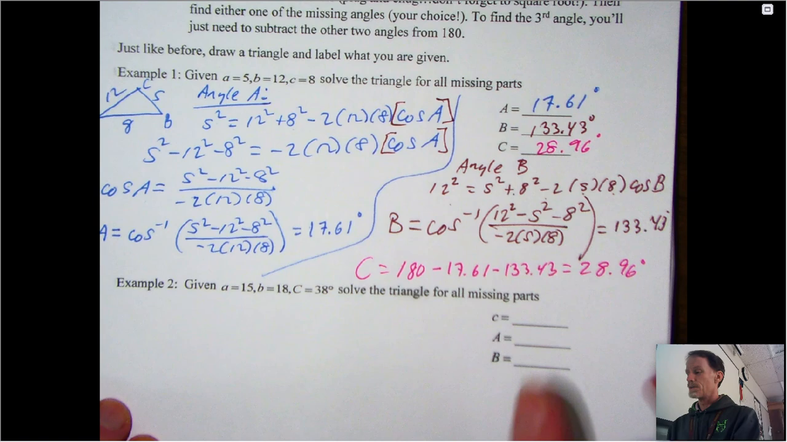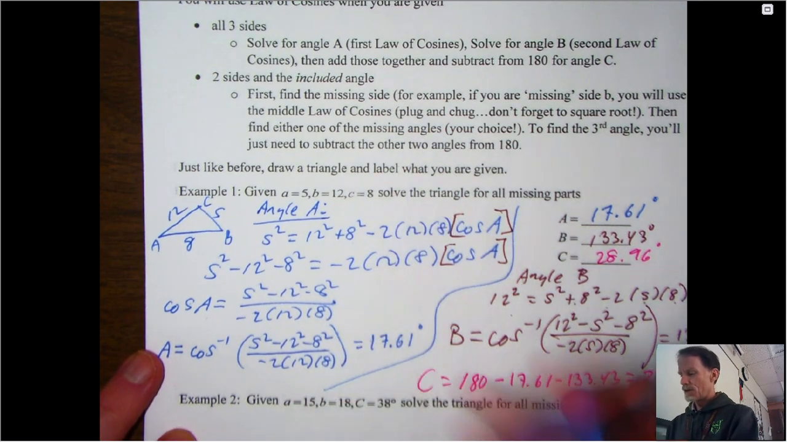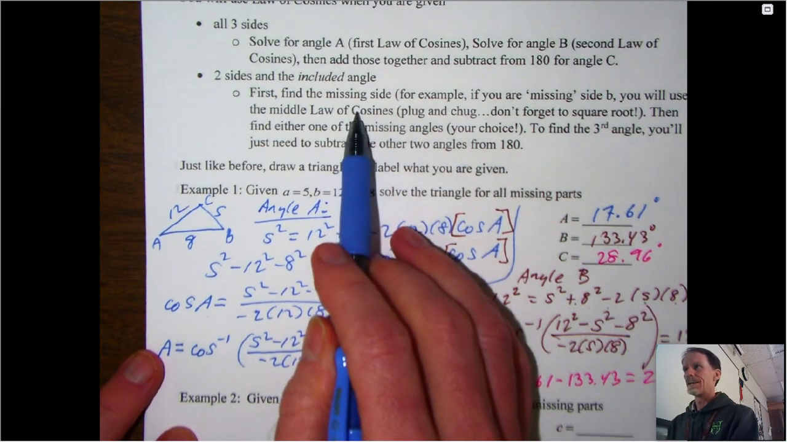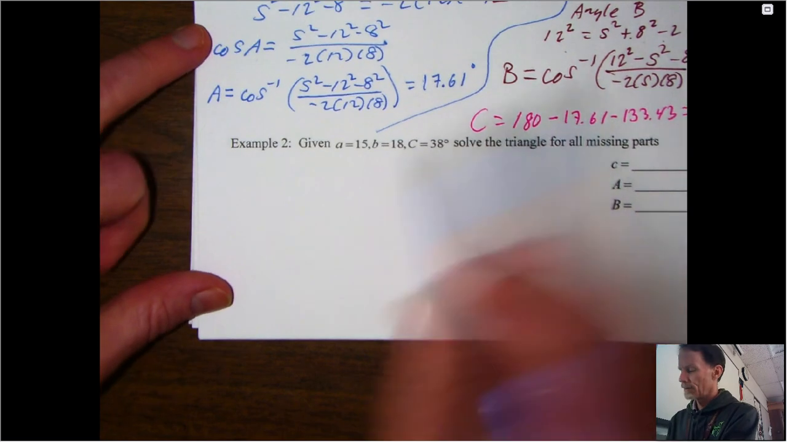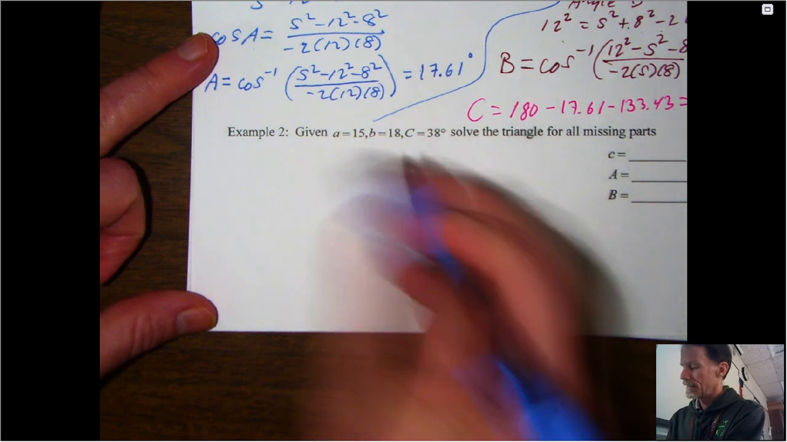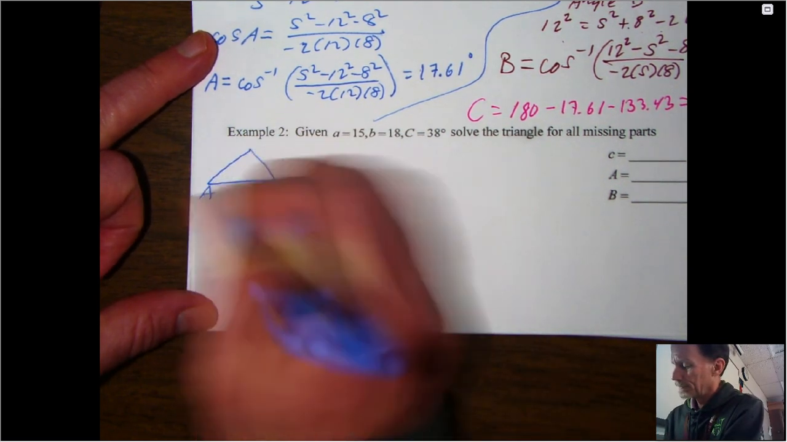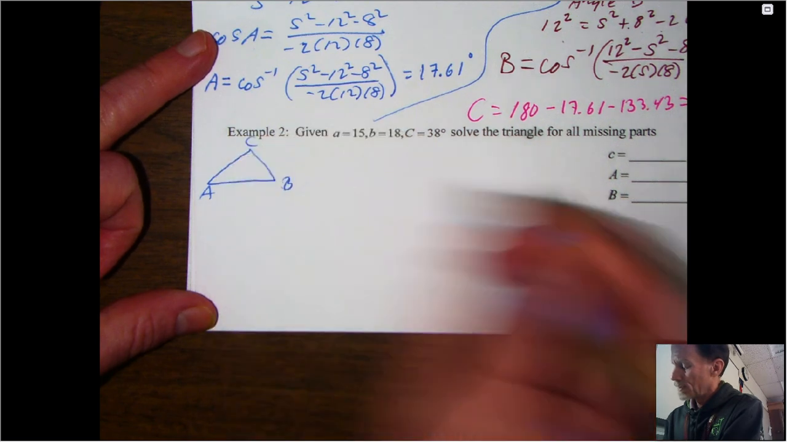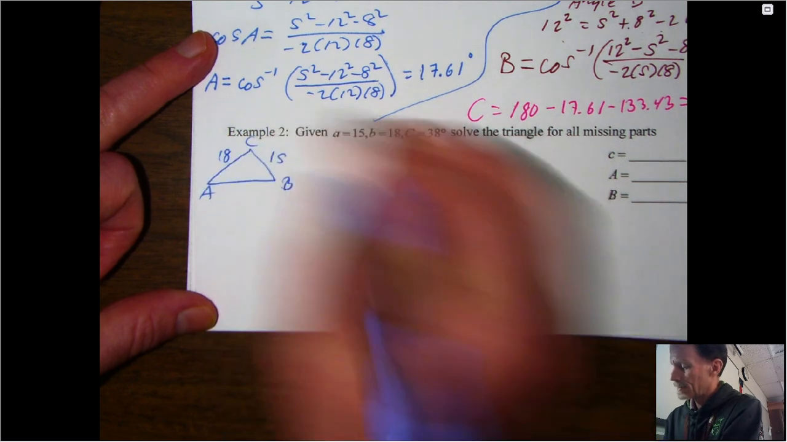So let's move on now to the second situation where you use the law of cosines. I call it the side angle side case from geometry, the SAS, because this is what we call two sides and the included angle. And if I sketch this triangle, if I give side A, side B, and angle C, so that's 15 for side A, 18 for side B, and then my angle C is 38.